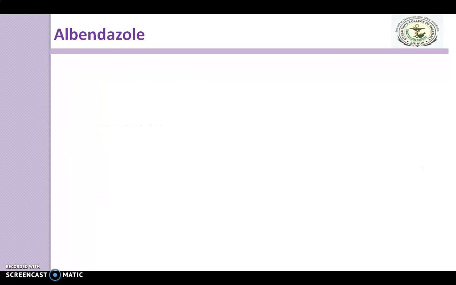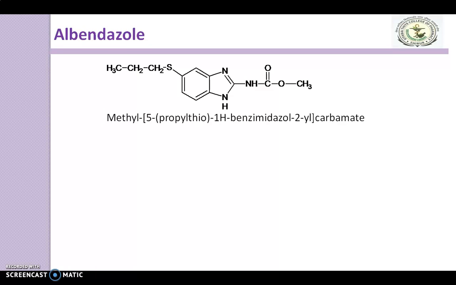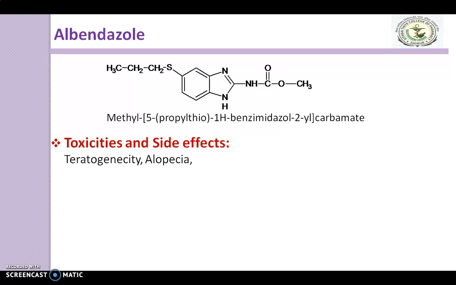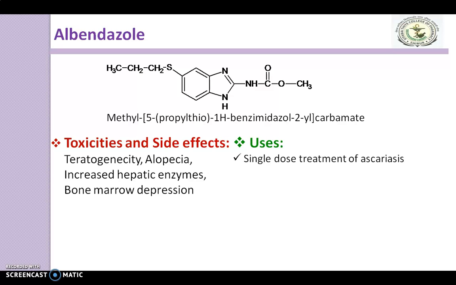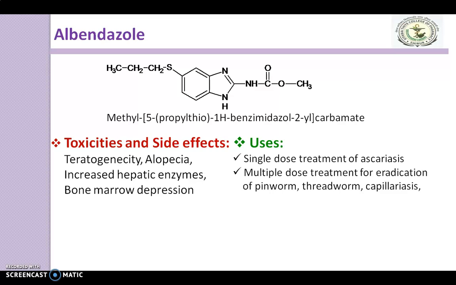Moving to the second compound, which is albendazole. Here is the structure with IUPAC nomenclature. It produces teratogenicity, alopecia, increased hepatic enzymes and bone marrow depression. So all these are its toxicities and side effects. It can be used for the treatment of ascariasis as a single dose. In multiple doses, it can be used for the eradication of pinworm, threadworm, capillariasis and hydatid disease.